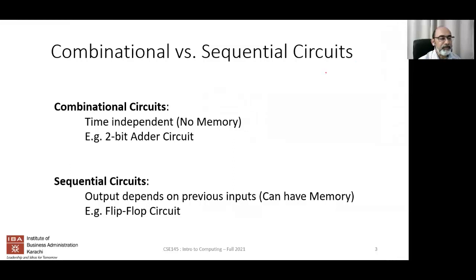And then we talked about the difference between combinational and sequential circuits. Basically, in combinational circuits, there is no memory, it is time independent. So whatever output you get from a combinational circuit simply depends on the inputs, whereas in sequential circuits, the output depends on previous inputs as well.